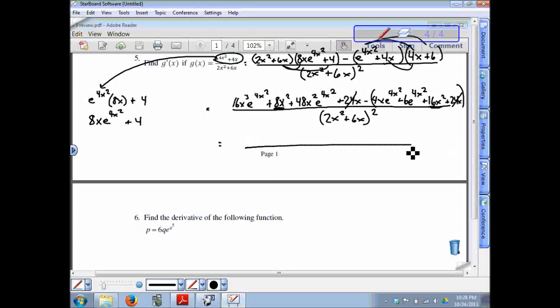So combining some of the like terms, we're going to end up with 16x to the third e to the 4x squared. That takes care of that one. We have a plus 48x squared e to the 4x squared. That takes care of that one. Minus 4x e to the 4x squared. Takes care of that one. Plus 6e to the 4x squared. And that is the 8x squared minus 16x squared, which is negative 8x squared. That's all over the denominator with 2x squared plus 6x squared.